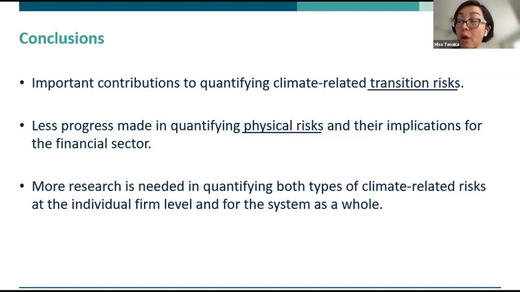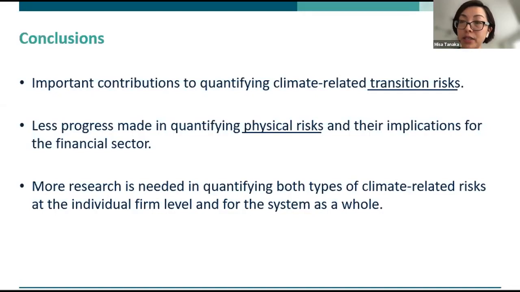interpret output coming from purely statistical approaches like this, and to what extent can we as regulators use these approaches? As Professor Engle also alluded to, my impression is also that much less progress has been made in quantifying physical risks and understanding their implications for the financial sector.